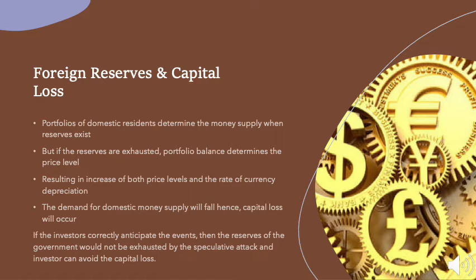So what is the situation with the foreign reserves and capital loss? There are two situations: when the government is having the foreign reserves, and the other one is vice versa, when the government is not having them. When the government is having the foreign reserves, the domestic money supply will be determined by the portfolio preference of domestic residents. In the case when the reserves are exhausted, then the portfolio balance determines the price level instead of the money supply. Now when the government is not having the foreign reserves, it determines the price level.